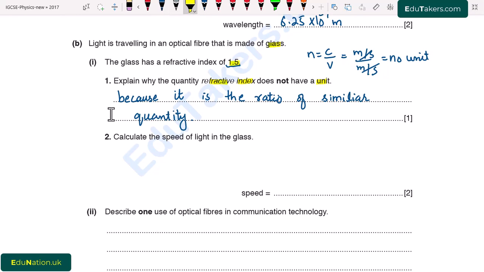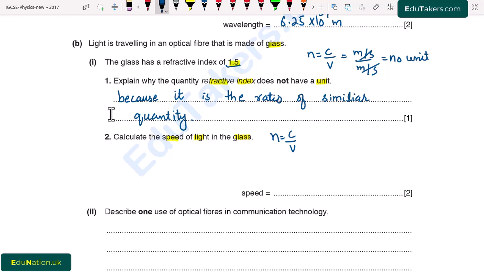Next, part 2. Calculate the speed of light in the glass. Here we have to find out the speed of light in glass. So using the definition of refractive index, n is equal to c over v. We know the value of c, that is 3 × 10^8 meter per second. The refractive index of glass is also given and it is equal to 1.5.